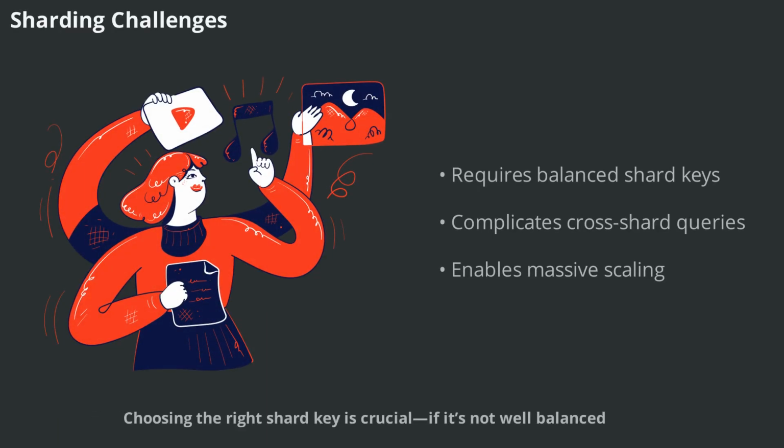While sharding enables your database to scale, it comes with challenges. Choosing the right shard key is crucial. If it's not well balanced, some shards may become overloaded while others are underused. Cross-shard queries can be complex, requiring coordination across multiple nodes. Despite these hurdles, sharding is often necessary for very large systems, allowing them to handle massive amounts of data efficiently.